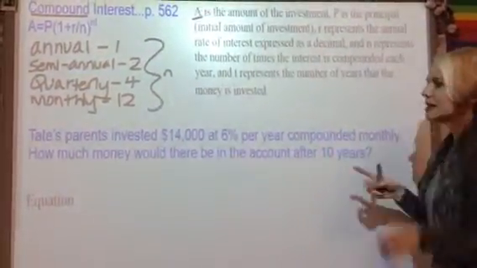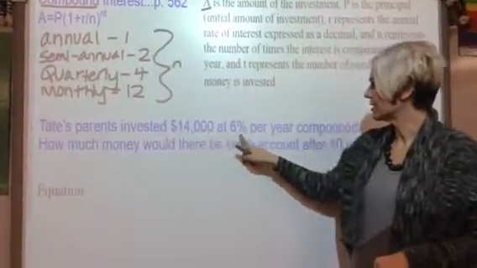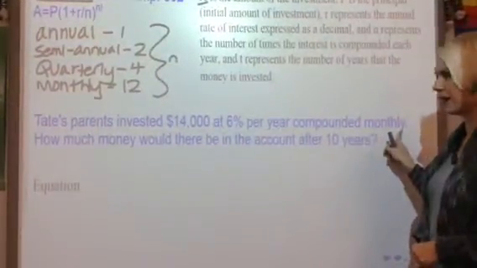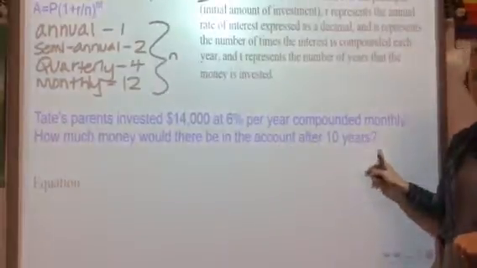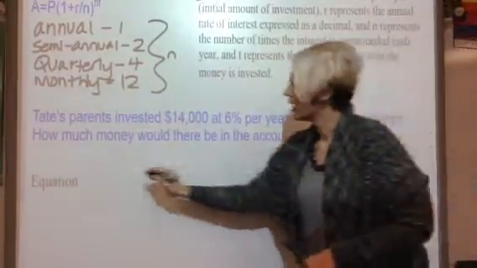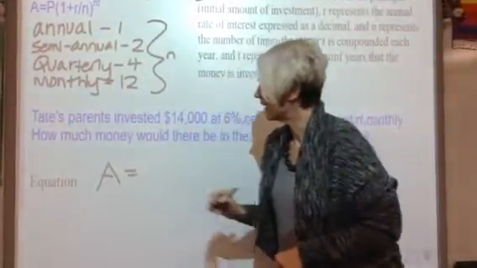Tate's parents invested $14,000 at 6% per year, compounded monthly. How much money would there be in his account after 10 years? So our A is going to be our total amount for Tate.